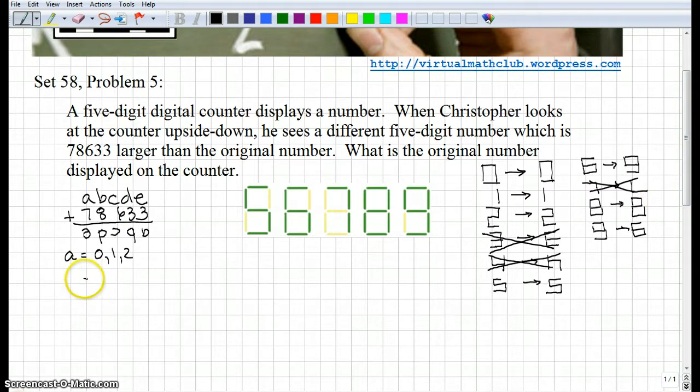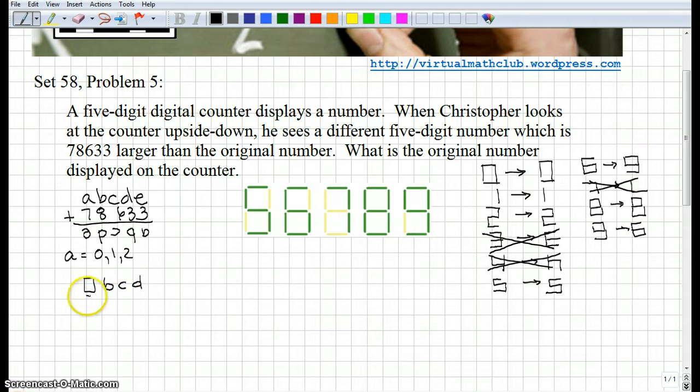So let's start with 0. Let's say that A is 0. Now this says it's a 5-digit counter, and it displays a number, but it doesn't say that it's a 5-digit number. A lot of times when you see 5-digit numbers, that means the first digit can't be 0, because otherwise it would be a 4-digit number. But I'm not going to rule that out at this point because we have 5 digits in our counter, but maybe the first digit is a 0. Maybe it's a possibility. So let's take a look at that.